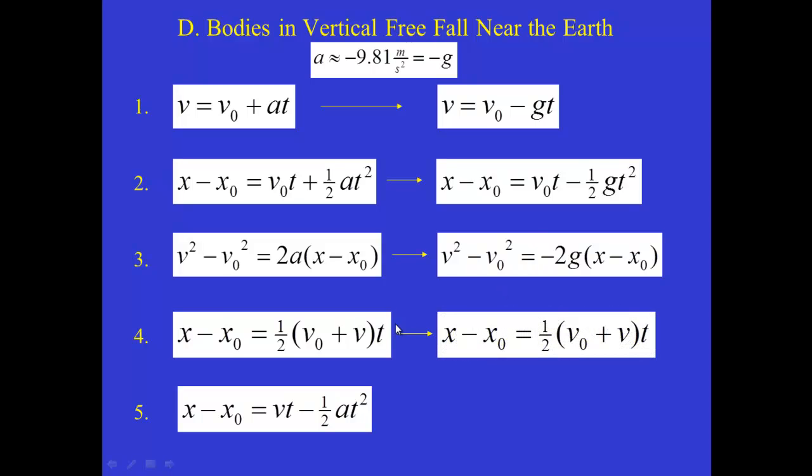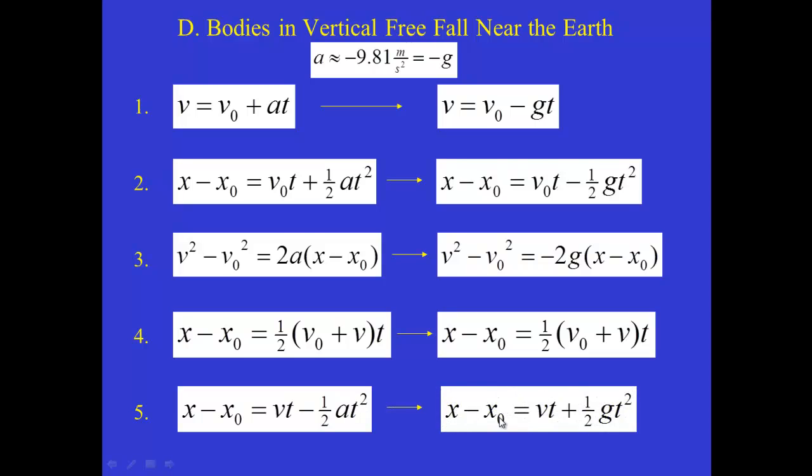The fourth equation doesn't have any change at all, right? Because the fourth equation did not have acceleration inside of it, so the equation's the same. And the fifth equation becomes now x minus x0 is v0t plus a half gt squared. So what we then have, these are not new equations. They're simply the special cases of the original equations for motion vertically up and down near the Earth's surface.